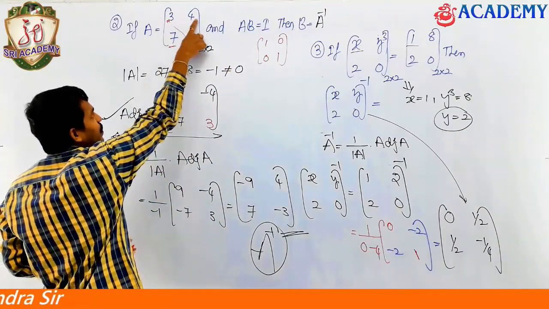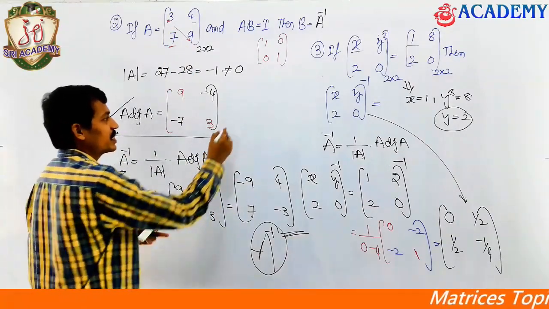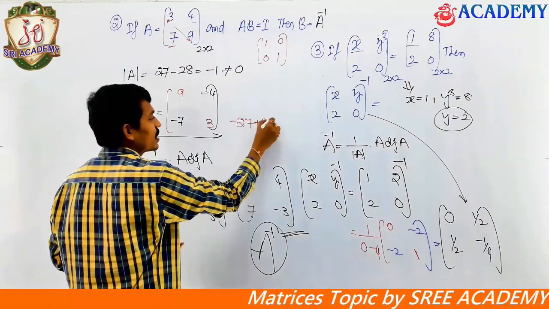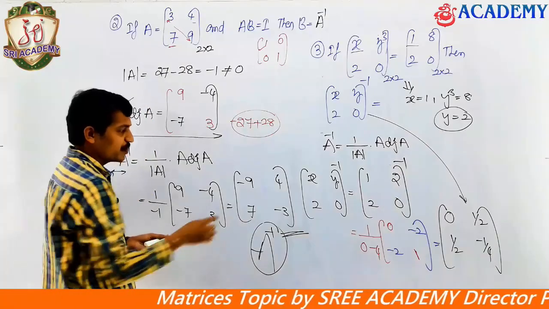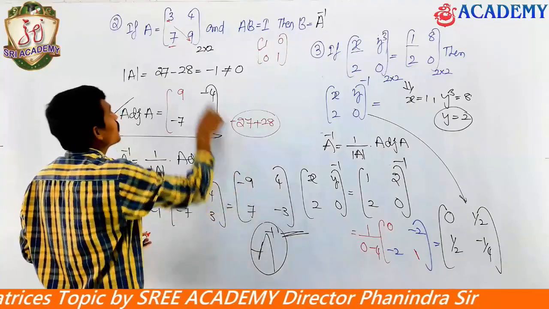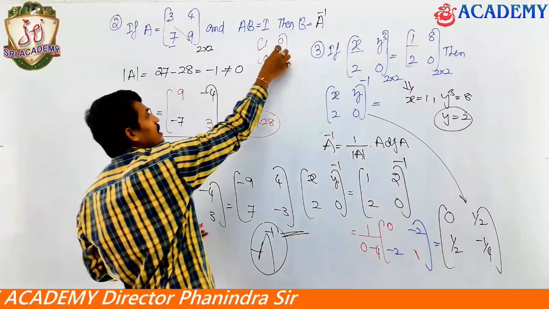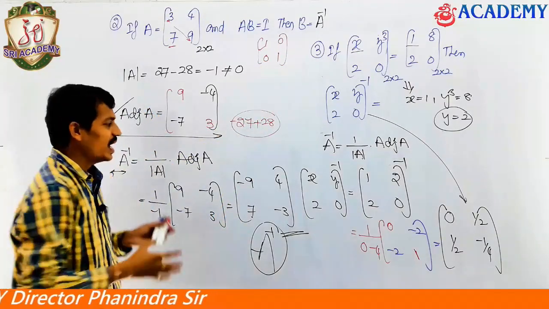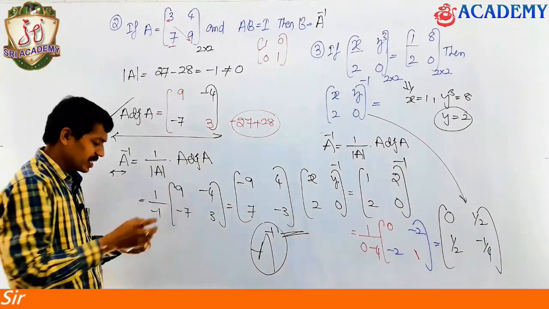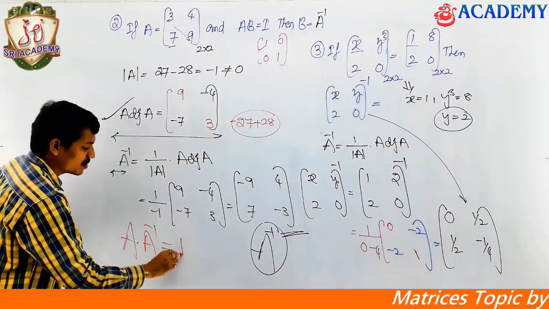3 4, first row with first column: 3 into minus 9 is minus 27, 4 into 7 is 28, and minus 27 plus 28 is nothing but plus 1. For the second element, first row with second column: 3 into 4 is 12, 4 into minus 3 is minus 12. 12 minus 12 is nothing but 0, right? Must, if you check the option, the answer will come. For an inverse matrix, compulsorily the condition is what? A into A inverse is always going to be I.